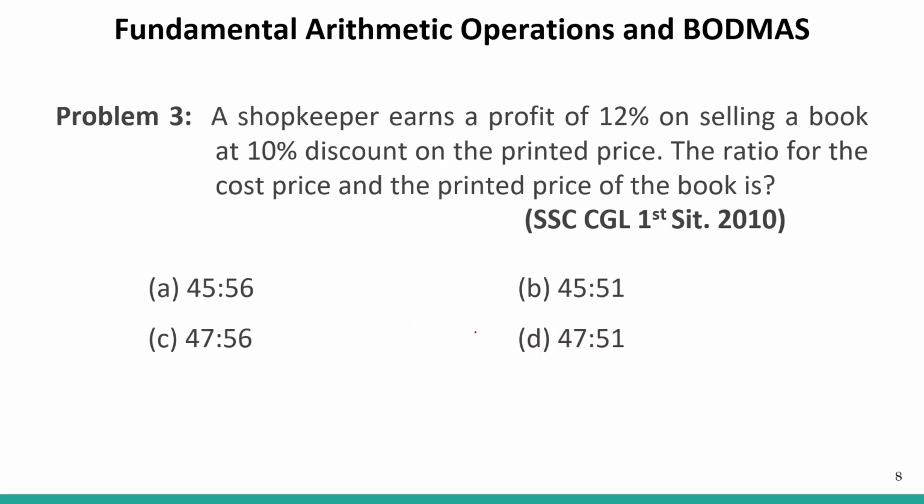Problem number 3 asks us that the shopkeeper earns a profit of 12% by selling a book at a 10% discount on the printed price. So the ratio of the cost price and the printed price of the book is what?